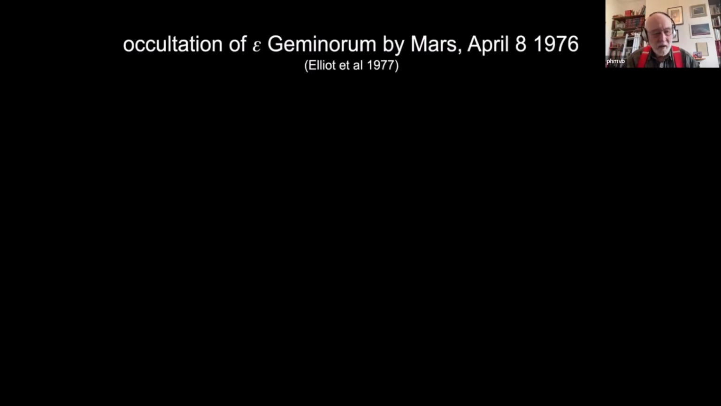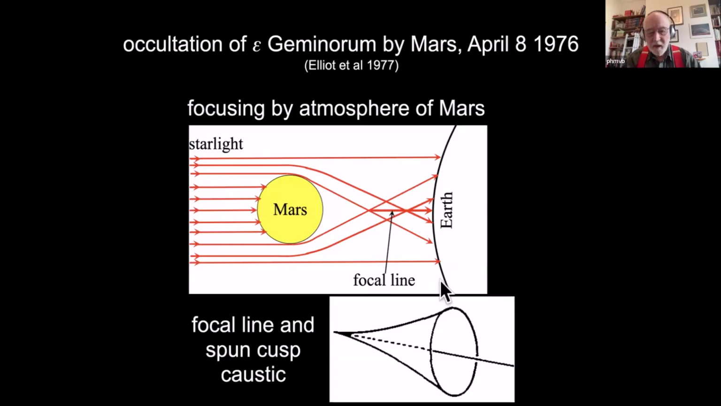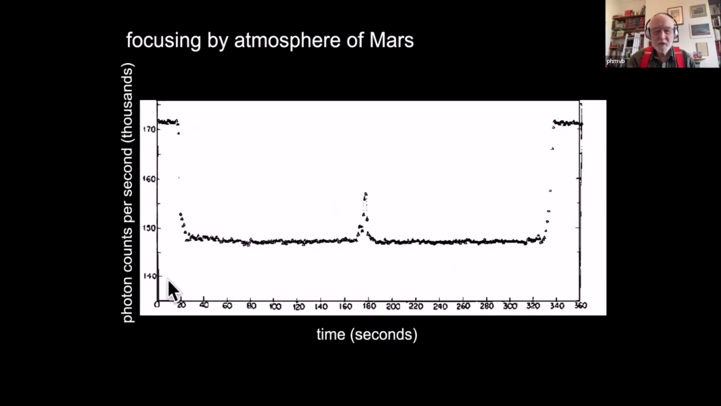A spectacular example occurred in astronomy in 1976, when Mars was predicted to occult a star, Epsilon Geminorum, so that the light from this star, if you were looking at it with a telescope, would disappear and then reappear. Well, not quite, because Mars has an atmosphere which focuses light, and with the spherical Mars, the form of the focus would be a spun cusp with a focal line. Now, this spun cusp is too far away to see, so you would expect to see inside the shadow of this star a central flash. And indeed, in the experiment, they observed this in about 6 minutes. The light from the star disappeared and reappeared, but in the middle there was this central flash.